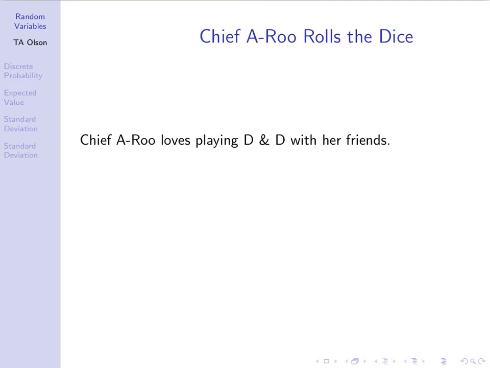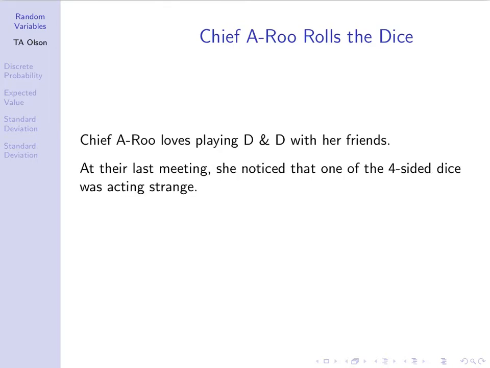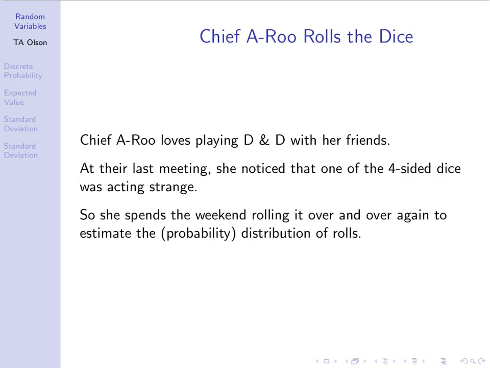Now, Chifaru loves playing D&D with her friends. This is a game where most of your statistics and most of the events that happen are determined by rolling a very specific dice. The last time they got together, she noticed that one of the four-sided dice, with numbers 1 through 4 on it, was acting pretty strange. So she's a big nerd, and she loves to understand what's going on, so she spent the entire weekend rolling this die over and over again to estimate the probability distribution of the rolls of that dice.